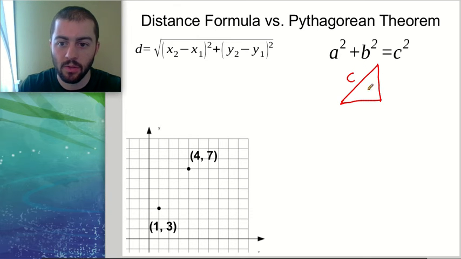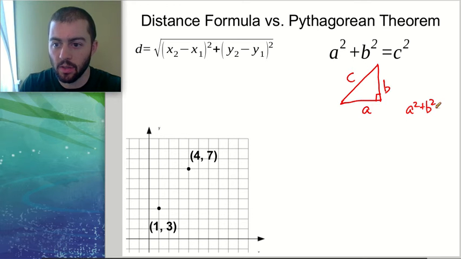So if the hypotenuse of this right triangle is C, and we have sides A and B, then in any right triangle this is the case, A squared plus B squared equals C squared. All right, so that's all the distance formula really is, and we're going to break this down and compare the two.